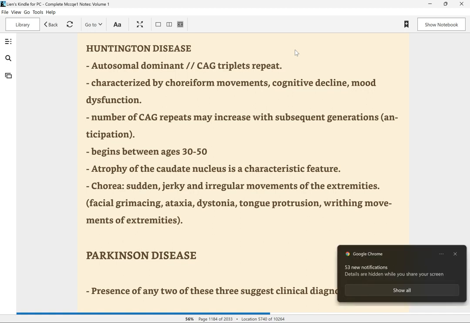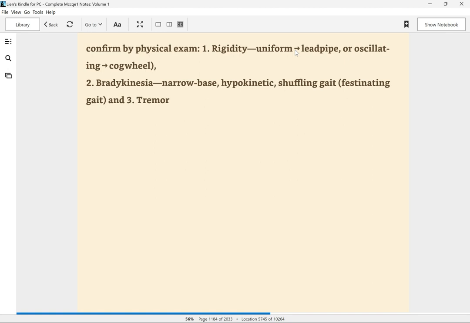Chorea: sudden, jerky, and irregular movements of the extremities. Facial grimacing, ataxia, dystonia, tongue protrusion, writhing movements of extremities. Parkinson disease: presence of any two of these three suggests clinical diagnosis → further confirm by physical exam.